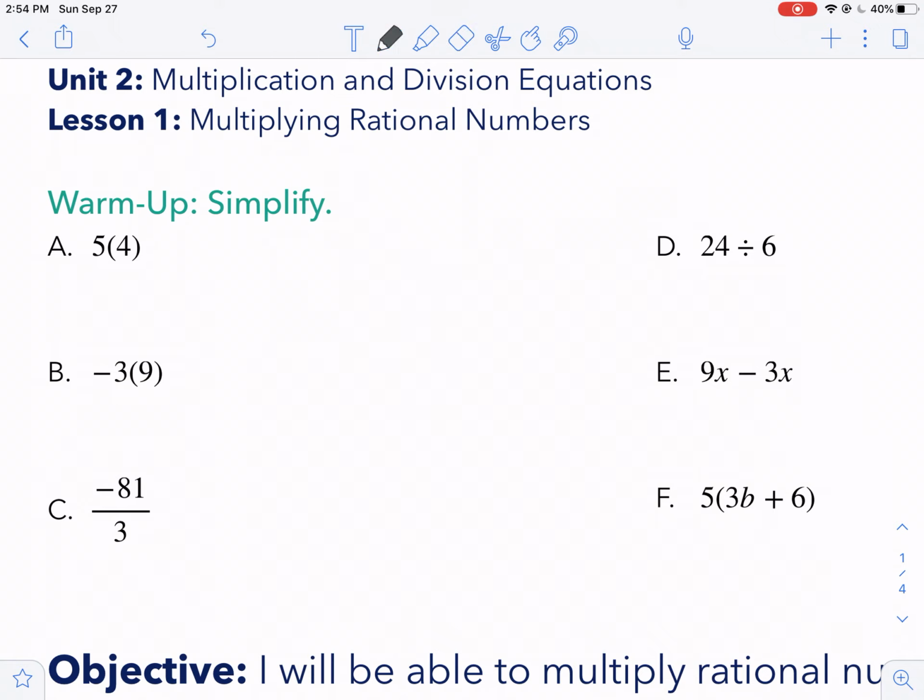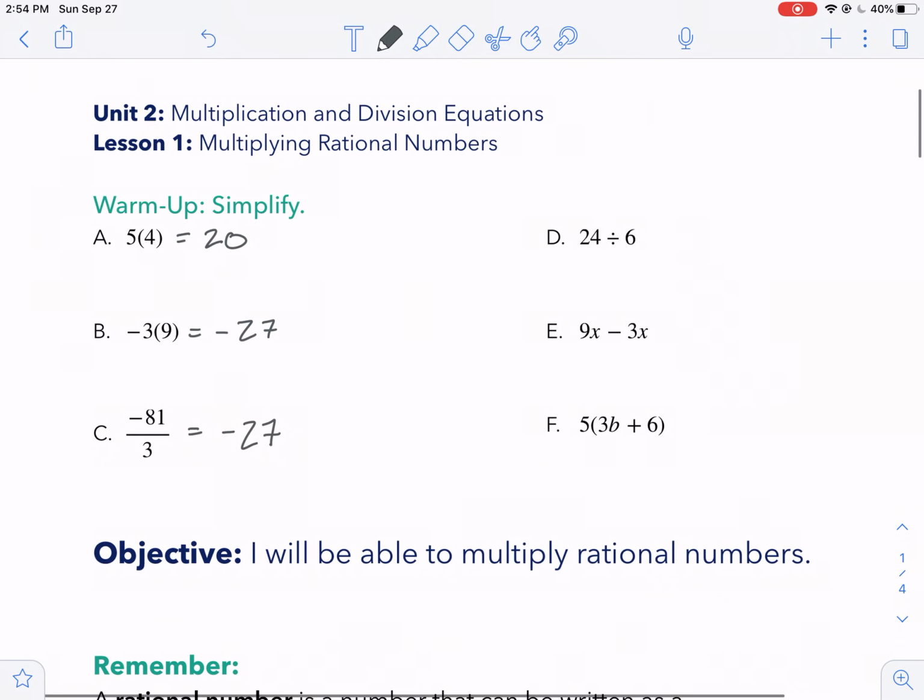Okay, here we go. This is 20. This is negative 27. This is also a negative 27. That was just a coincidence. This D here is 4, E is 6x, and finally F is 15b plus 30.